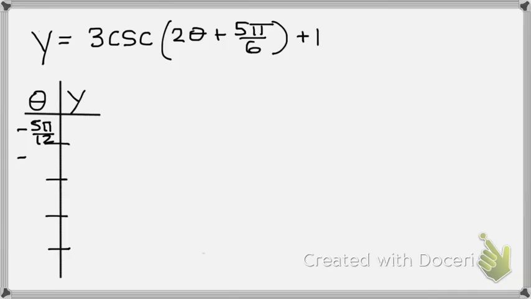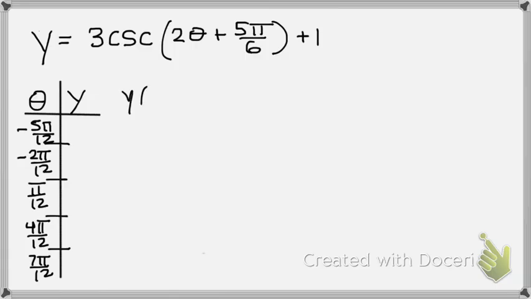So negative 5 plus 3 is negative 2 pi over 12. And then add 3 is going to get us pi over 12. Add 3, and that's going to be 4 pi over 12. And add 3 and get 7 pi over 12. And then we want to take each of those and substitute for theta and evaluate.